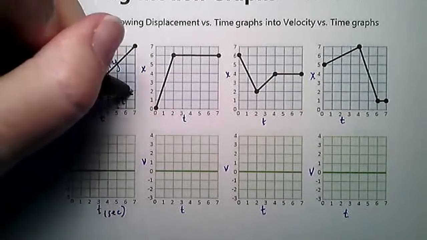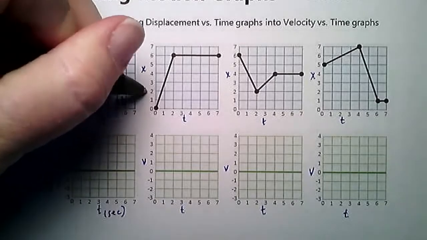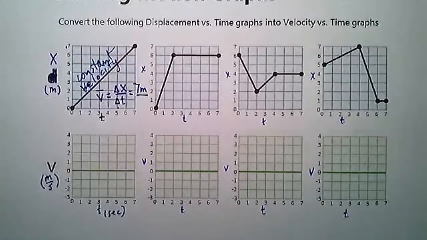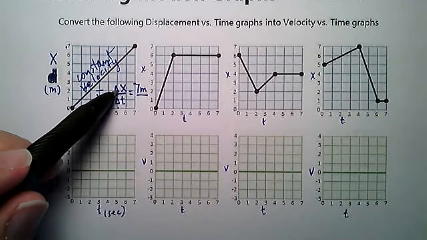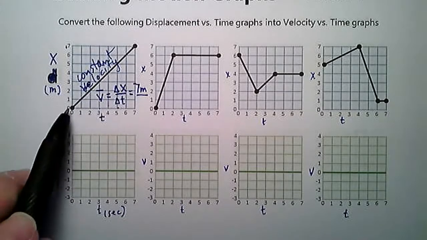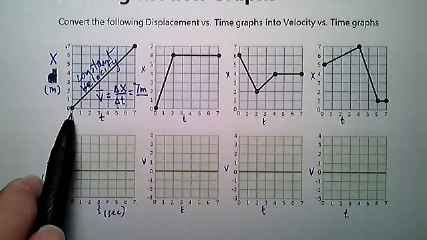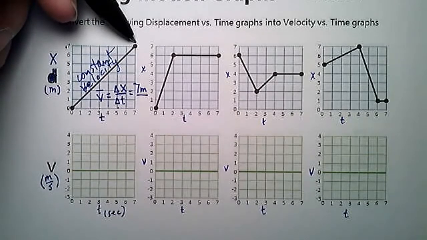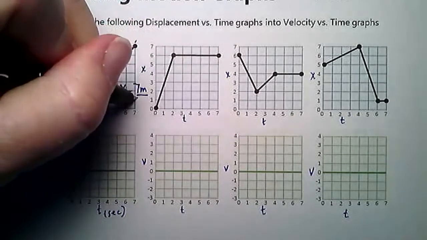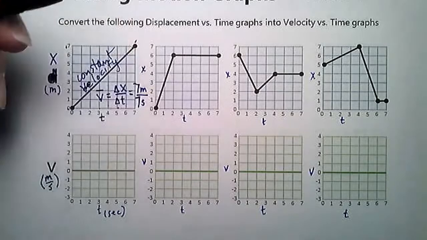So my delta x then is 7 meters. Okay, how long did that take? What was the time that occurred during that? Well, I would basically go all the way from 0 seconds to 7 seconds. That's the point at which I was at 7 meters. So this was 7 meters in 7 seconds.